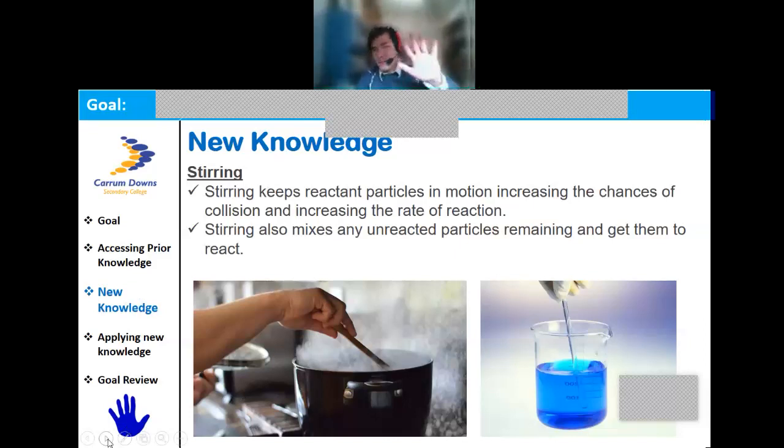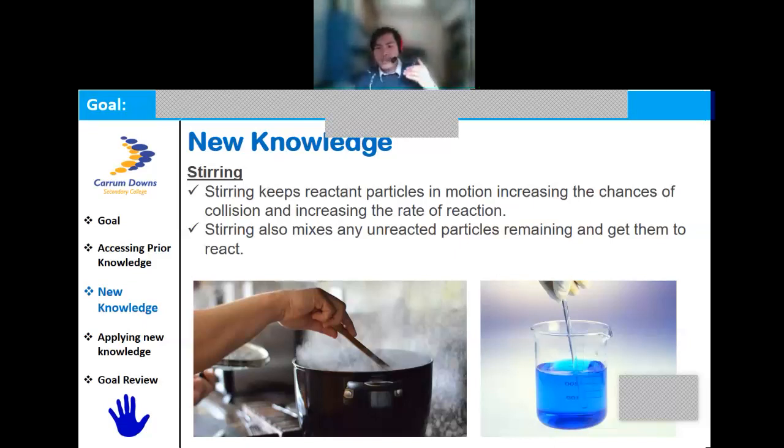So those are the 5 things that we can do to increase the rate of reaction. Like I said before, at the least I would like you to be able to tell me the 5 things. And then, moving up a higher level, I would like you to be able to explain to me why doing the 5 things allows you to speed up the chemical reaction.